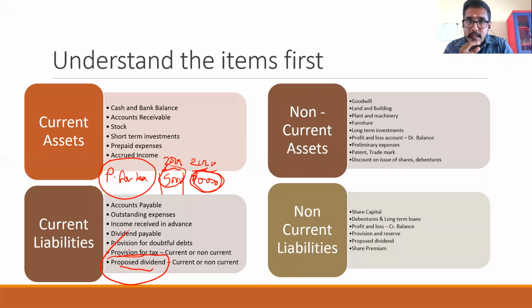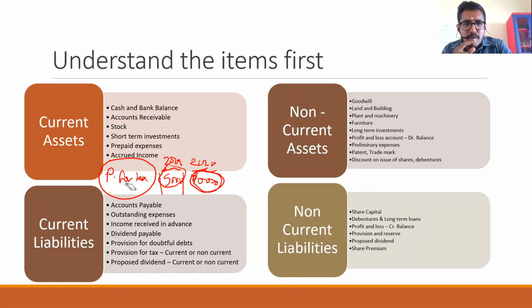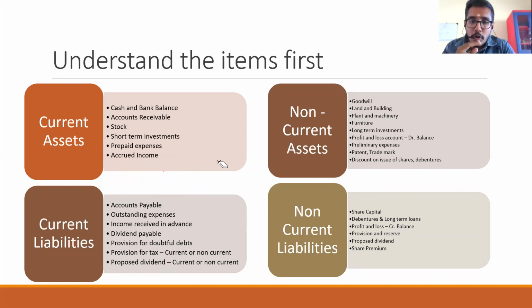Fine. So provision for tax and proposed dividend are treated as current liabilities as well as non-current liabilities. But most of the time while doing the problem, these two items are treated as non-current liabilities only. You have to understand that these are non-current liabilities. You just have to know these items, and while doing the problem, it will be all right.